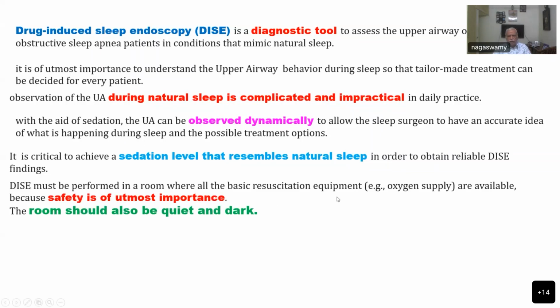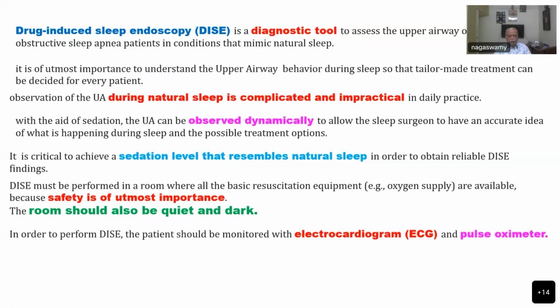So the room should have oxygen supply and they should be able to correct any hypoxemia that is likely to happen by inducing artificial sleep in these patients. And another important thing is the room should be quiet and dark. You can't do it in a very well lit theater or endoscopy room. So the conditions should also be suitable for normal sleep.